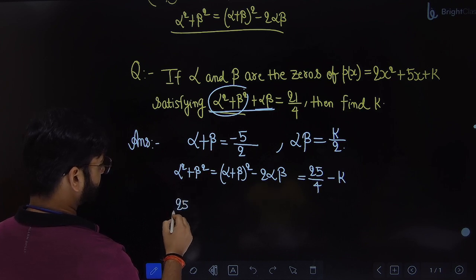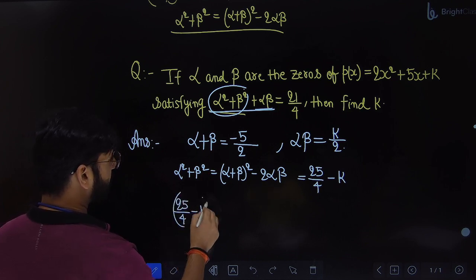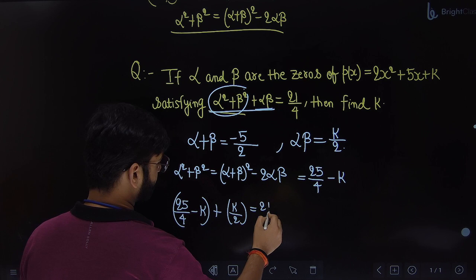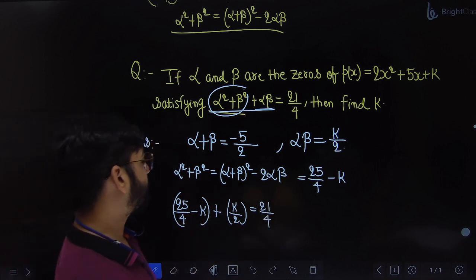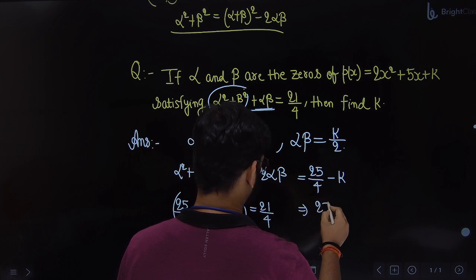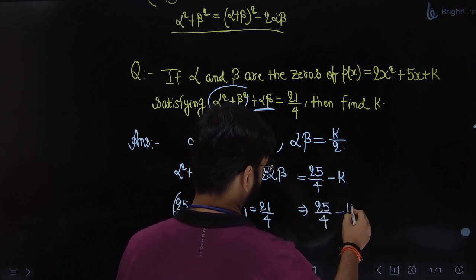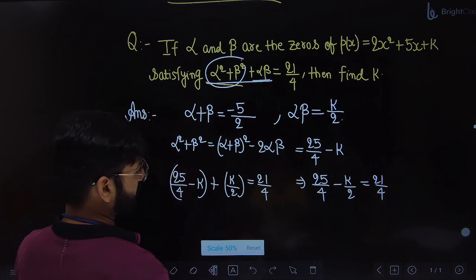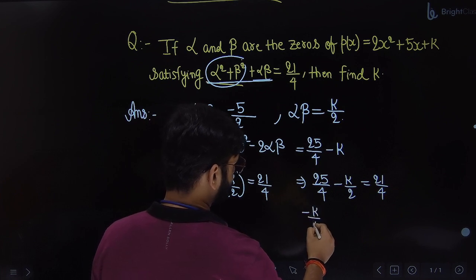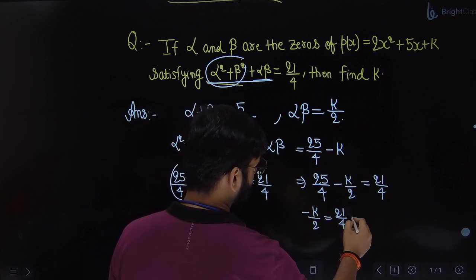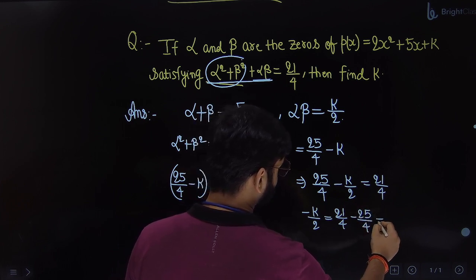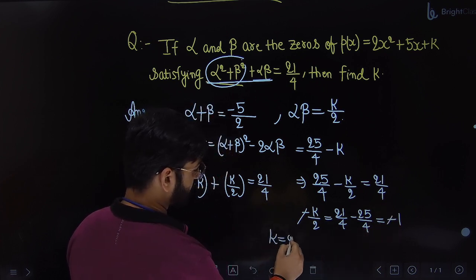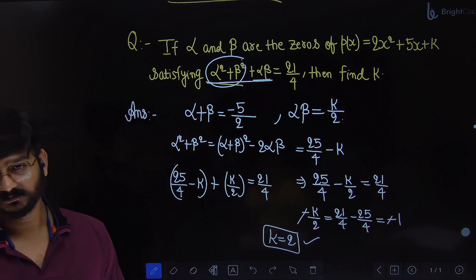So 25 by 4 minus k plus alpha beta is k by 2, which is 21 by 4. So minus k plus k by 2 is how much? Yes, students, minus k plus k by 2 is minus k by 2. Shift this term. So minus k by 2 equal to 21 by 4 minus 25 by 4, minus 4 by 4, minus 1. Minus minus cancel. Case 2.